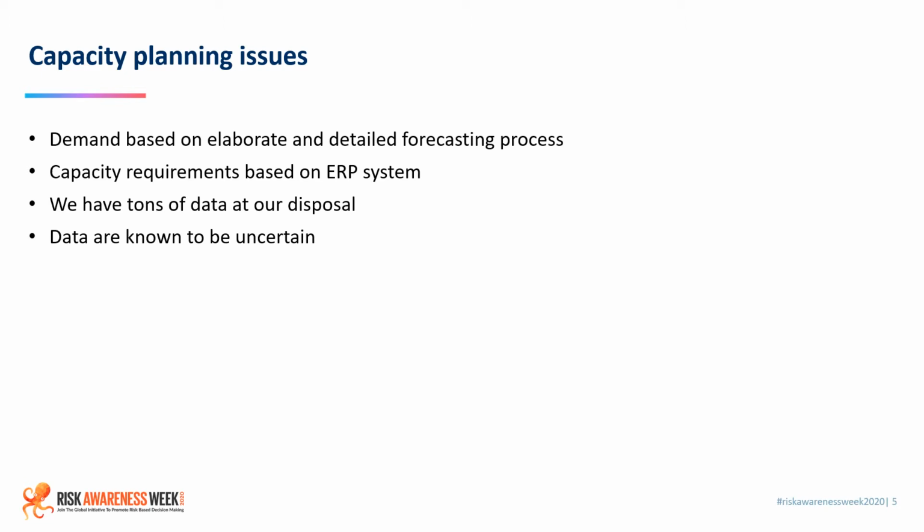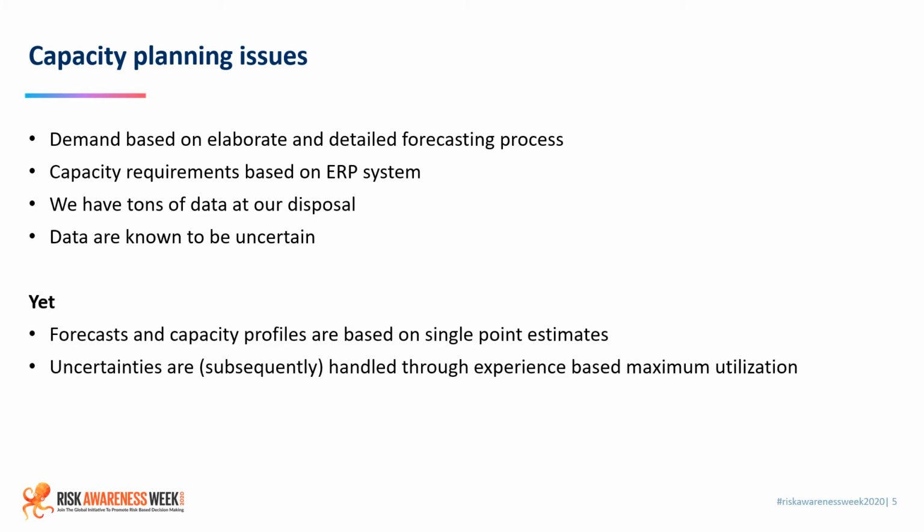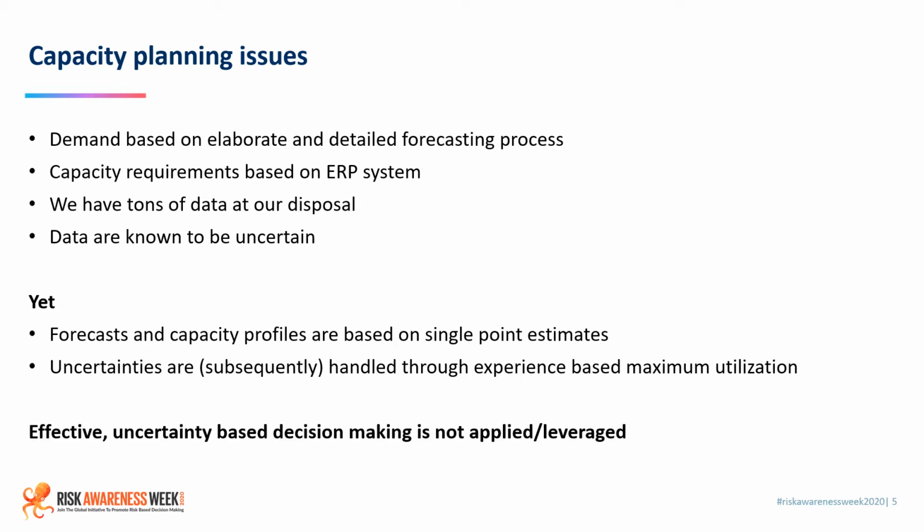We know intuitively and intellectually that these data are known to be uncertain. Yet forecasts and capacity profiles are very often based on single point estimates. The only way we address uncertainty is that subsequently we look into the capacity profile and say, okay, 80% utilization is not really that safe. We are often in trouble when we hit 80 or something like that. And it's simply not effective. Effective uncertainty-based decision making is not applied at all. We do not look at and address the uncertainties. We do not embed them in this. And this is what we want to do when we're looking at the approach that I suggest here.